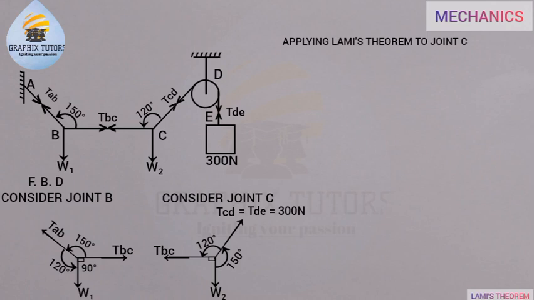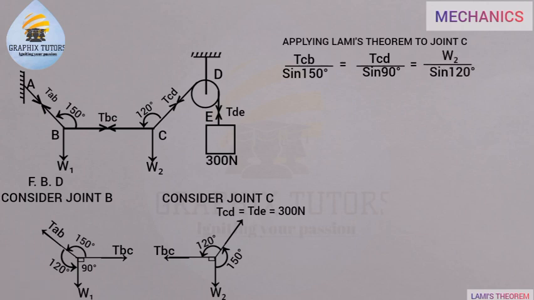the tension TCB divided by sine 150, which is the angle opposite the tension, like the angle in between the two other tensions, which is 150 degrees, equals TDC over sine 90, the force divided by the angle opposite it, equals W2 over sine 120. So what we just did here is what we call Lami's theorem.